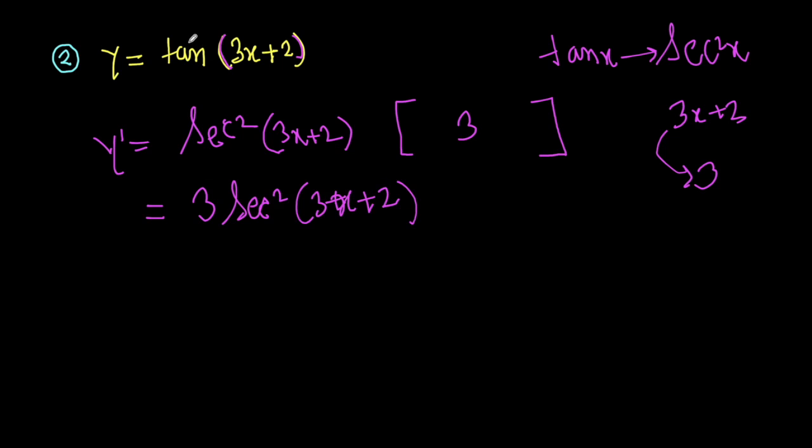So I will repeat once. Tan bracket is sec square bracket multiplied by differentiation of the bracket. So differentiation of the bracket, which is 3x plus 2, is 3. Okay, now let's take another question.